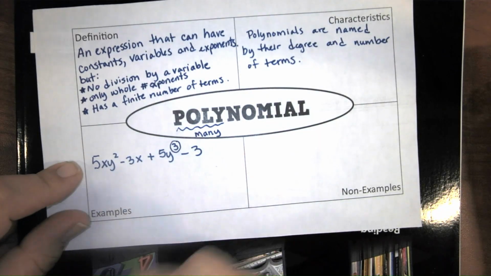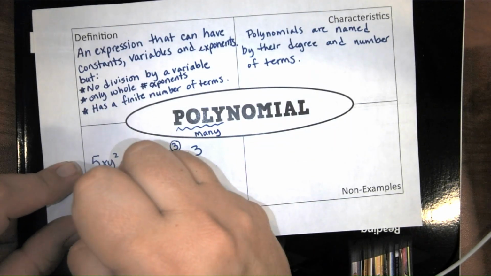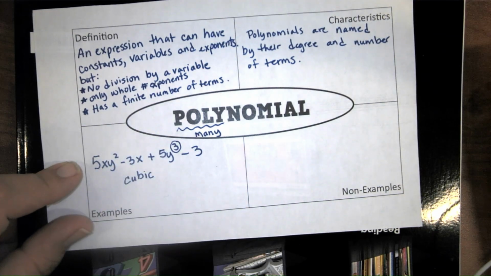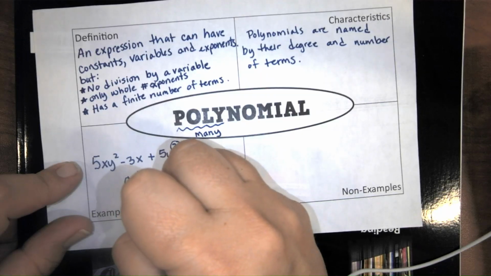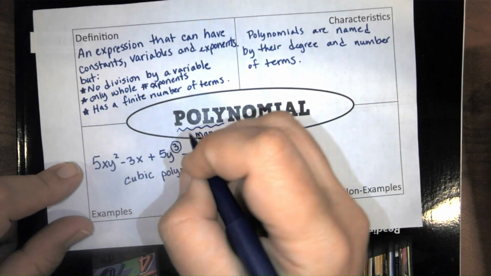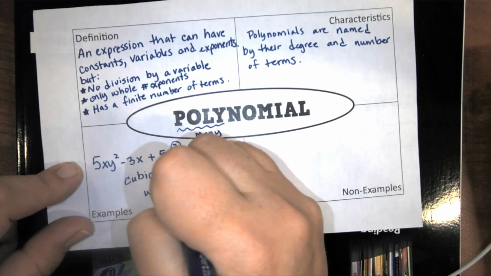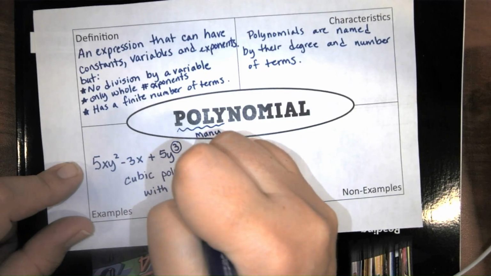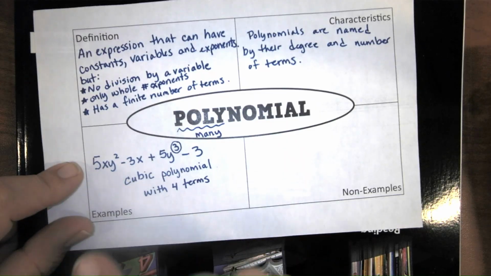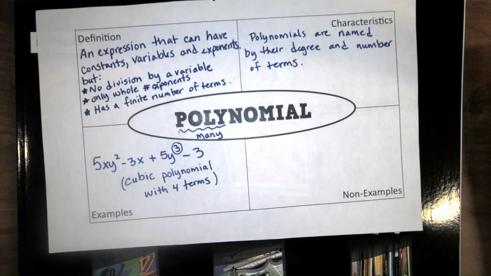So that's our degree. So a third degree polynomial is called a cubic. So this is a cubic polynomial with 4 terms. And we're going to go over on the next page a whole bunch of things about how to name these. But this is called a cubic polynomial with 4 terms.